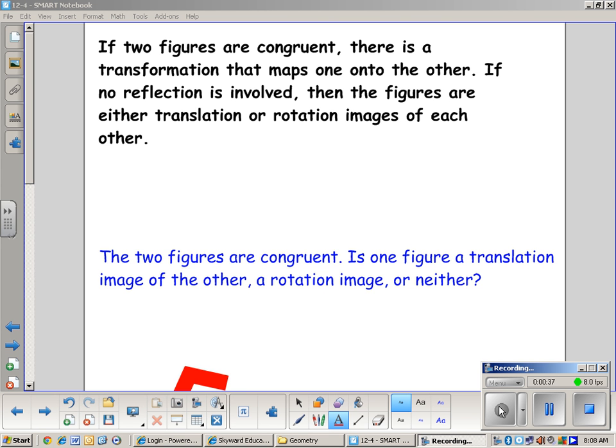If two figures are congruent, there is a transformation that maps one onto the other. If no reflection is involved, then the figures are either translation or rotation images of each other. The two figures are congruent. That's a question from down below. I'll pause, let you copy that.